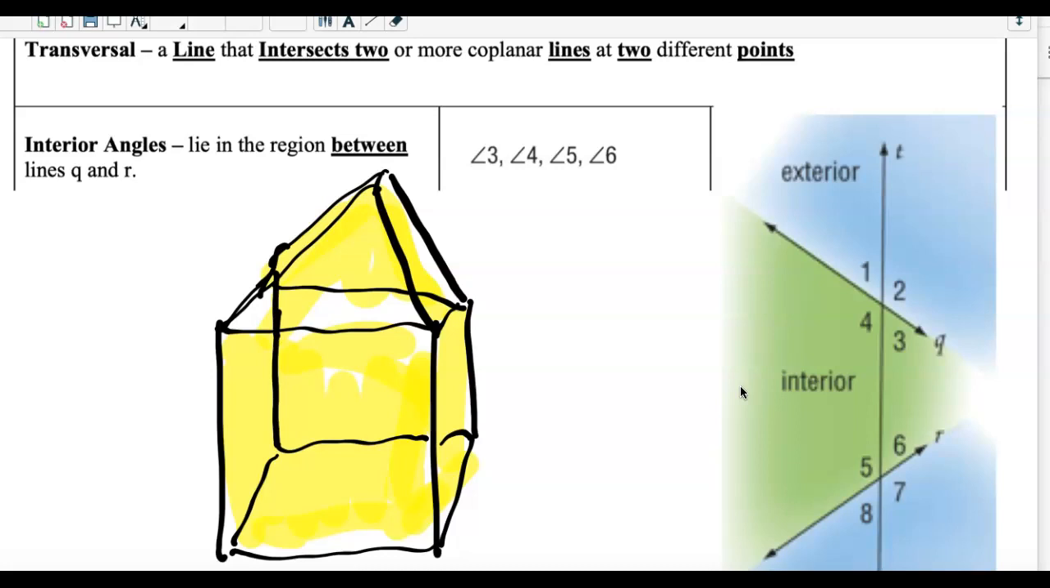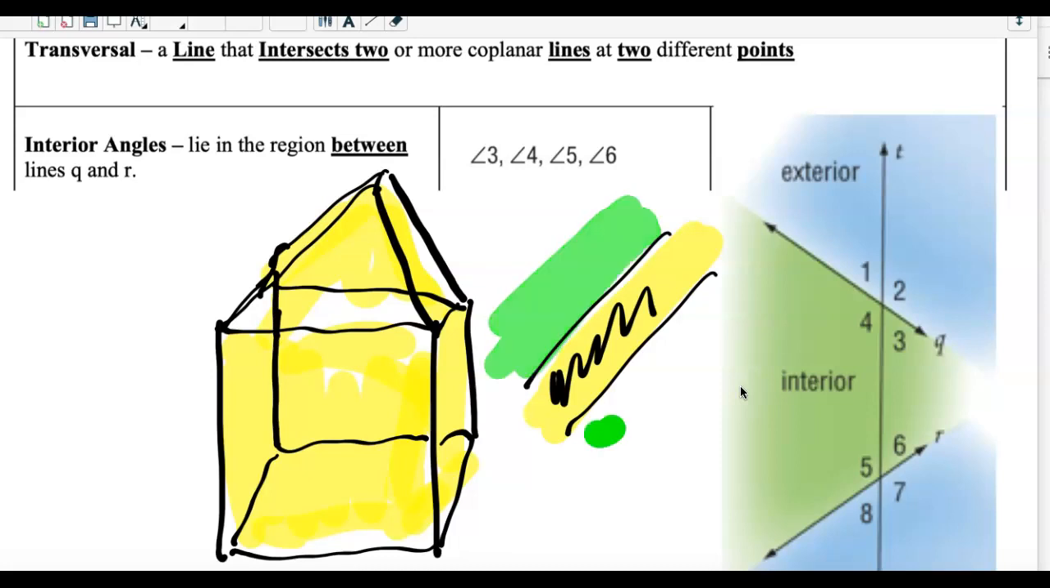So if we were just to draw any two random lines, if I'm going to compare this, the middle part right here, that's going to be between. So this would be interior, and the exterior would be on the outside of those lines. Okay? So you see this picture over here to your right. It says exterior with that line T right here. Well, line T is called a transversal, and it's basically cutting the other two lines. Not necessarily in half, just cutting them.